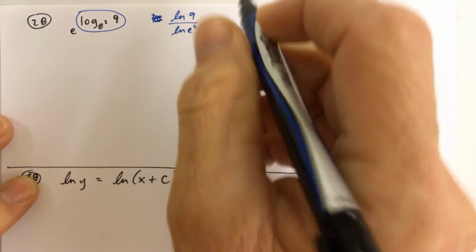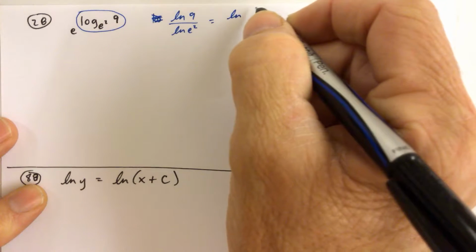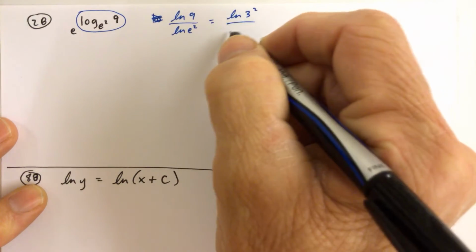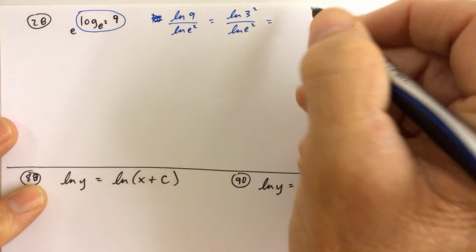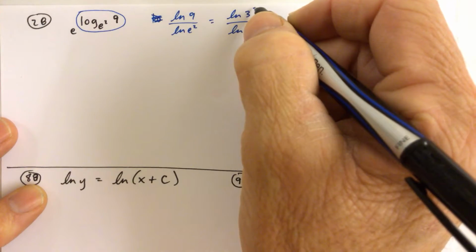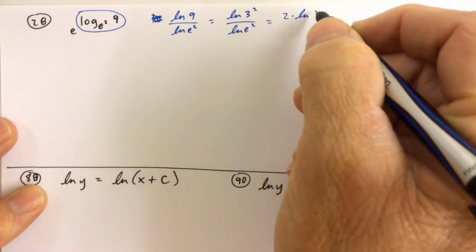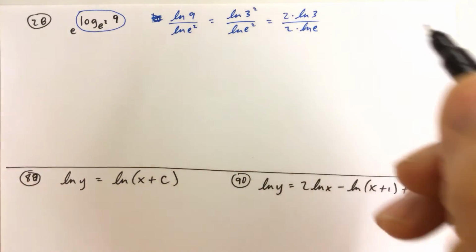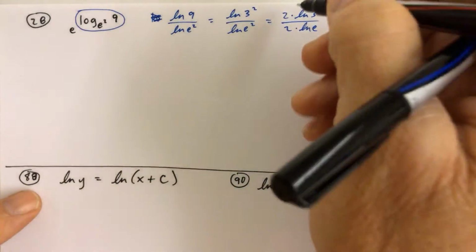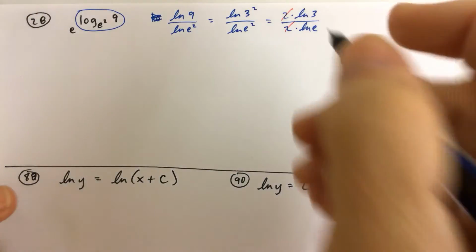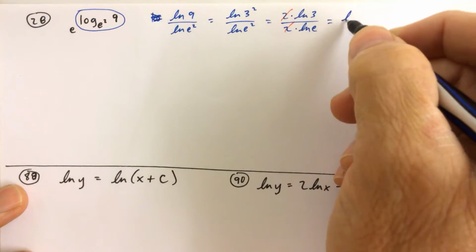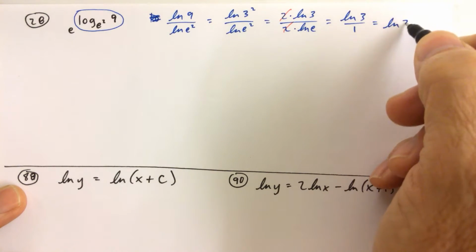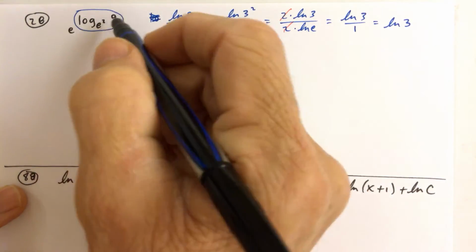ln of e squared. Well, ln of 9 can be written as ln of 3 squared over ln of e squared. And then, since I have an exponent out here, I'm going to go ahead and rewrite that as 2 times ln of 3. And then I could also write that as 2 times ln of e. I could have just written that as 2. But 2 times ln of e means that those 2's can cancel, and we just get ln of 3 over ln of e. And the ln of e, well, we should recognize that's just 1, and so we just get ln of 3.